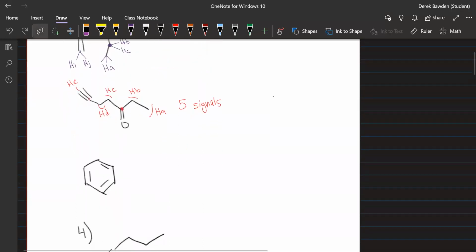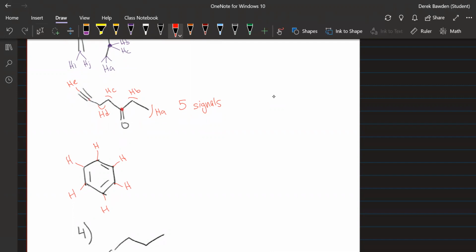All right, moving on to this next one. There are no stereocenters in this molecule, so we'll go ahead and just draw all of our hydrogens. And there is no distinguishing factor between any of these hydrogens, so there's only going to be one HNMR signal. There's no functional groups, no substituents that would cause any of these to be different from one another.